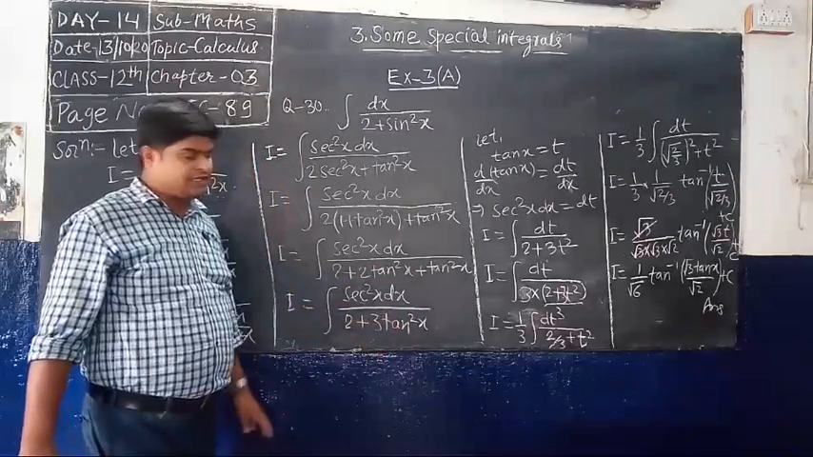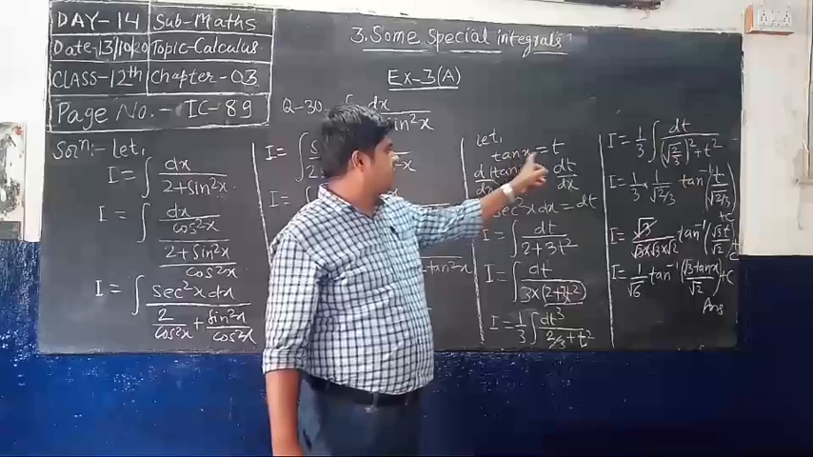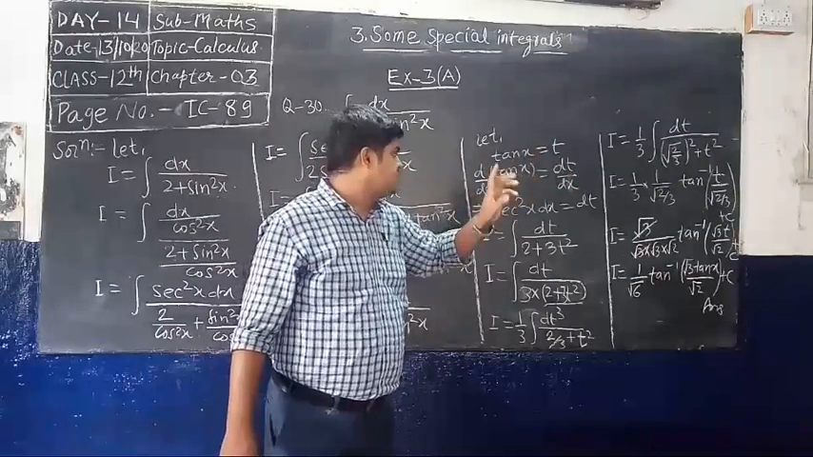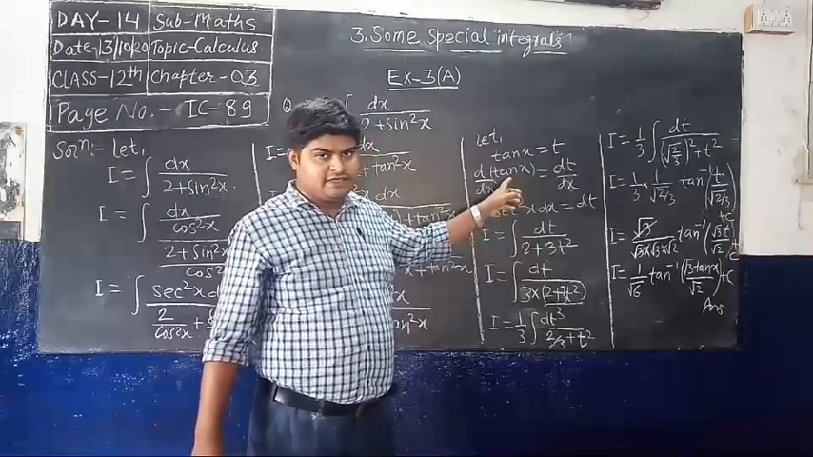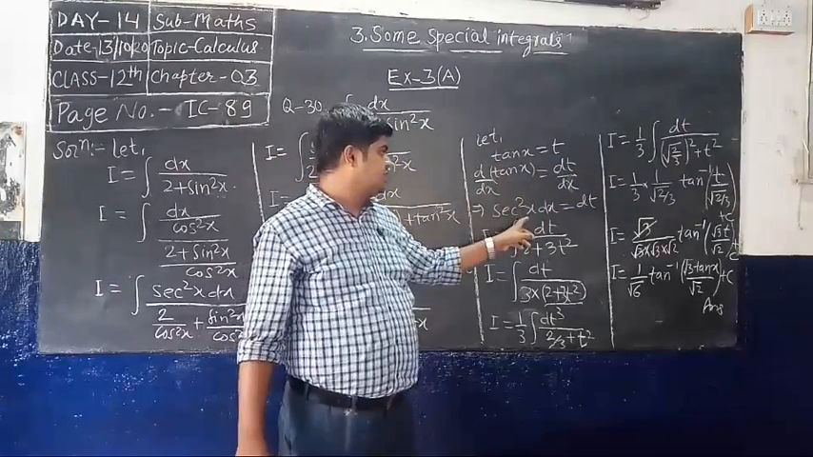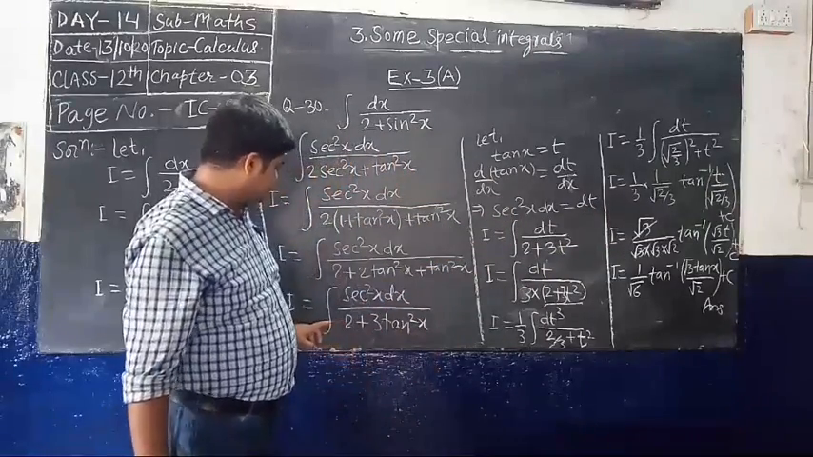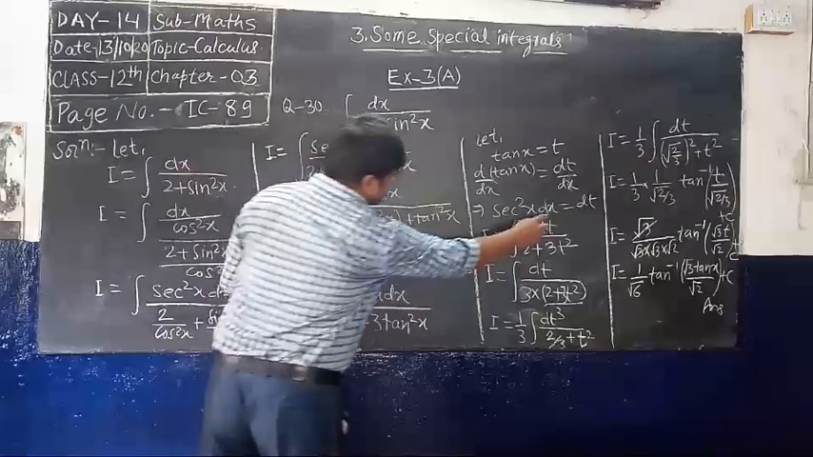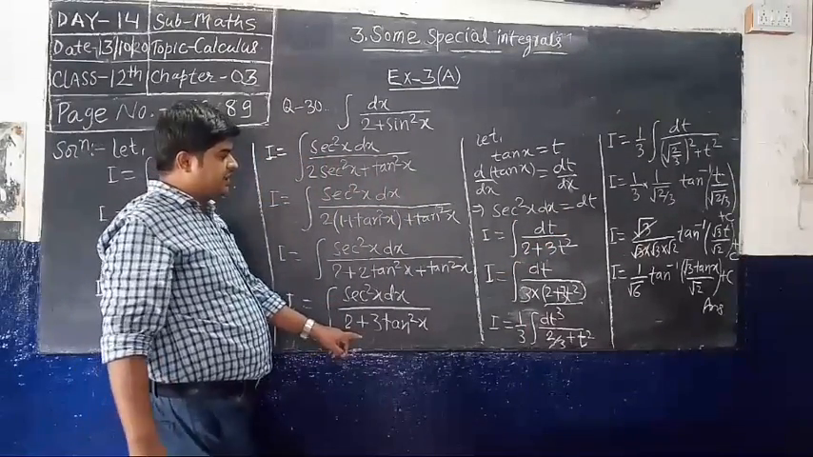Now let us assume tan x is equal to t. Then find the derivative of this equation: d by dx of tan x is equal to dt by dx. You know the derivative of tan x is sec square x, so sec square x dx is equal to dt. Now put the value in this equation. I is equal to sec square x dx, which is dt, by 2 plus 3 tan square x.